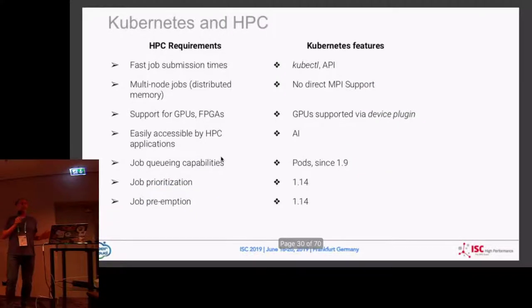And now, in the last 5 minutes, we are spending with Kubernetes and HPC. So we have HPC requirements for workload managers. One of them would be a fast job submission time. So if you're running high throughput scenarios, then it's important that a job submission does not take a very long time. When I'm measuring kubectl for job submission, it takes me hundreds of milliseconds. When I compare that to something like Grid Engine, this takes 10 milliseconds.